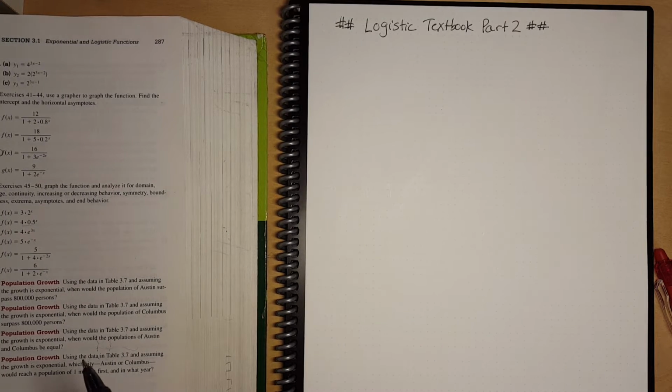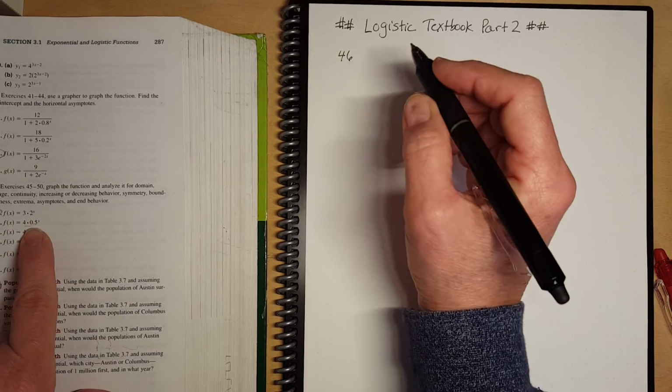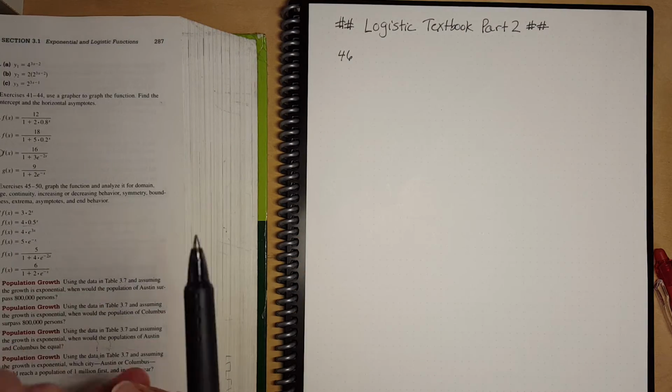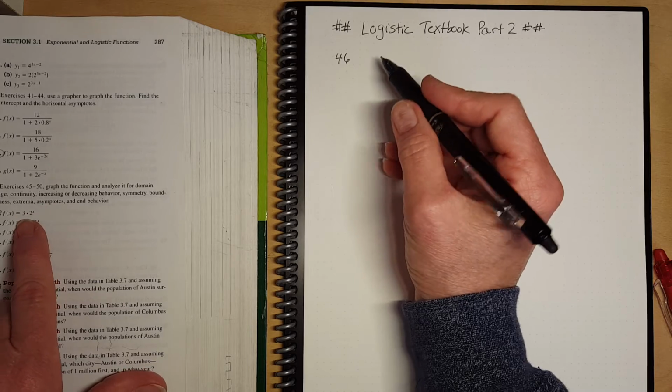We're going to finish up the page 287 to 288 problems. I'm going to continue with number 46. And 46 is just asking you to identify domain, range, continuity, all of the terms from what we learned at the beginning of the year.